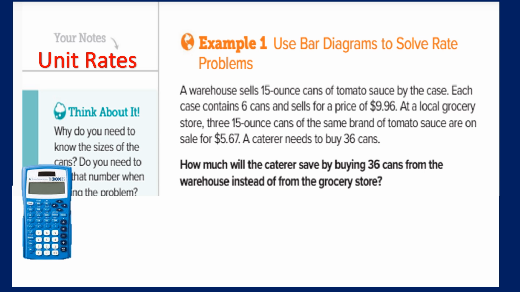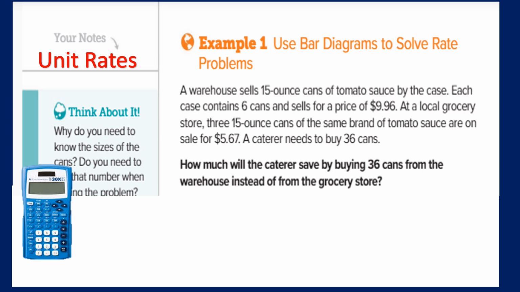Okay, so we have our original ratios. We can do the math and set it up. And we've got a few extra numbers in there. We've got to figure out what to do with those. But what are we being asked? Well, in this example, they've put in bold what you're being asked. How much will the caterer save by buying 36 cans from the warehouse instead of from the grocery store?